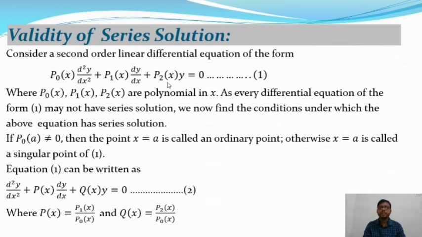So hence, equation 1 can be written as, after dividing by p0(x) on both sides, d2y/dx2 + p(x) dy/dx + q(x) y = 0, and we can call it equation number 2. Here p(x) = p1(x)/p0(x) and q(x) = p2(x)/p0(x). Okay, after dividing by p0(x) on both sides, we get this.